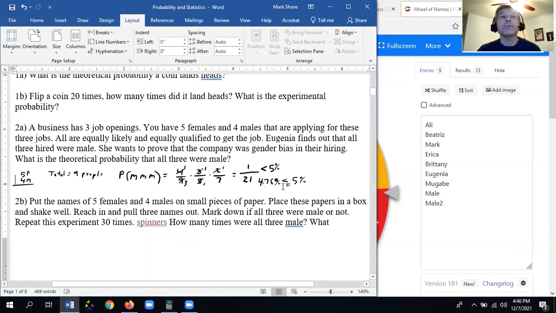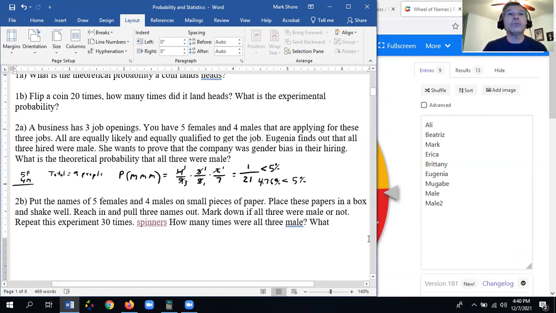So that's the theoretical probability. And as a fraction, it's 1 out of 21. Basically, if I play this game 21 times, I should have the 3 males come up 1 time. That's the expected number of times I'd have to play the game, 21 times. Well, I did it 10 times and it did not happen.